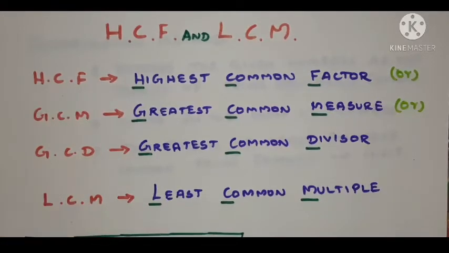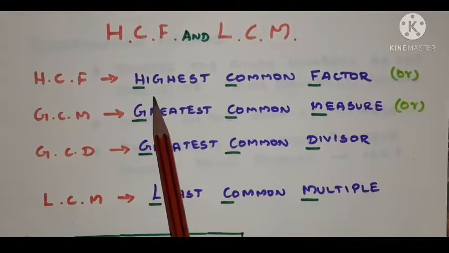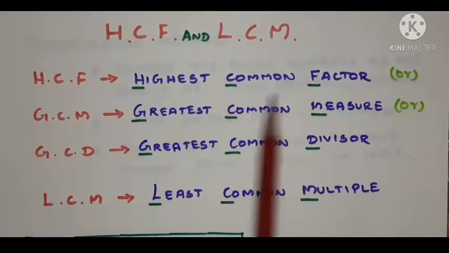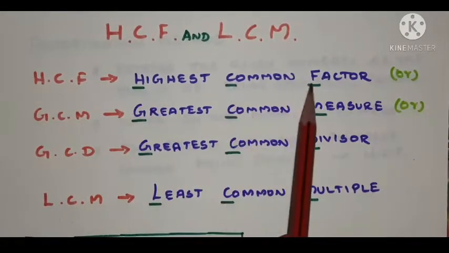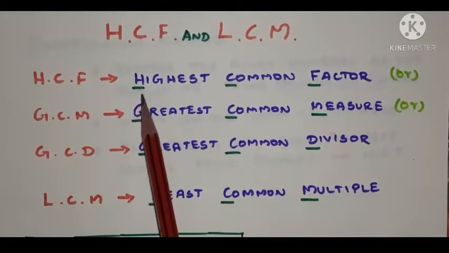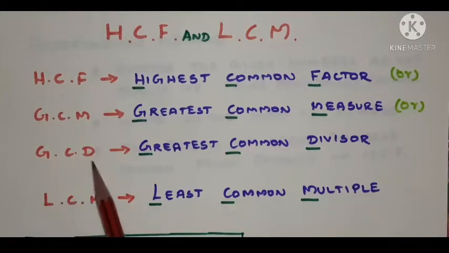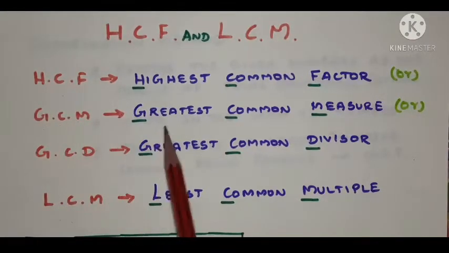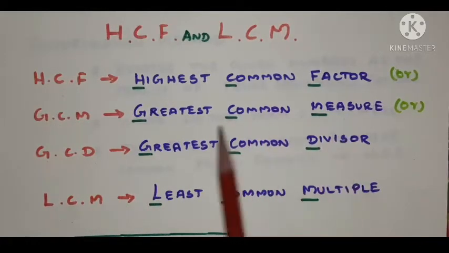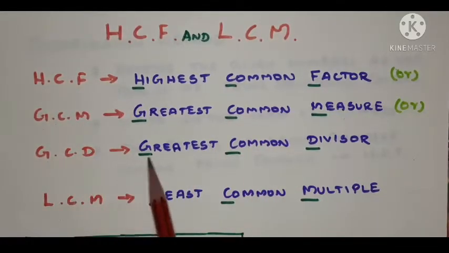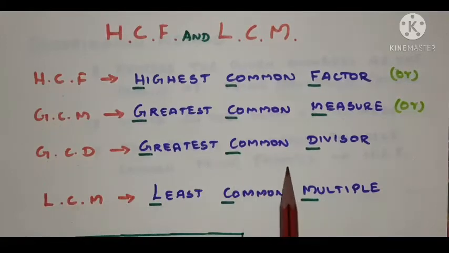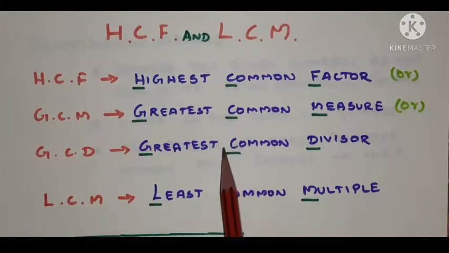So, what is HCF? The expansion of HCF is highest common factor. In other names, it can be called GCM and GCD, where the expansion of GCM is greatest common measure, and the expansion of GCD is greatest common divisor. So all three are called by different names, but they mean only one thing, the highest common factor.